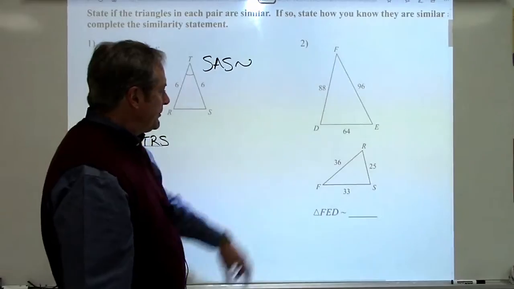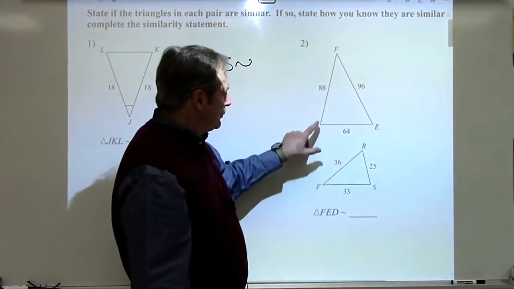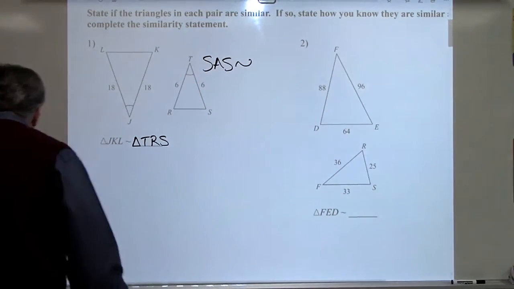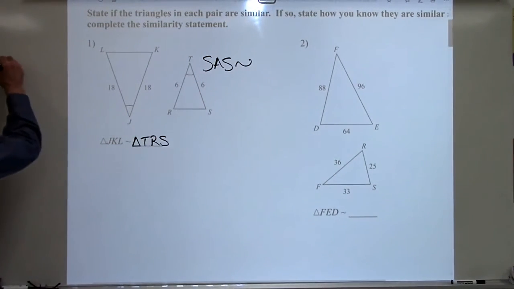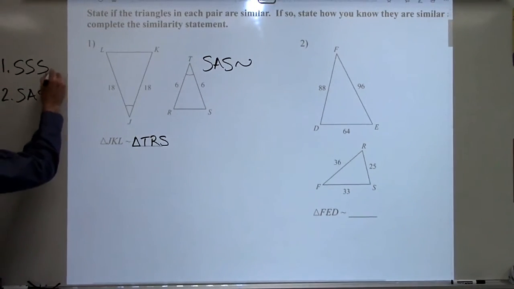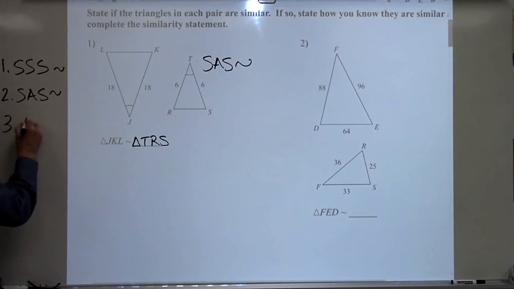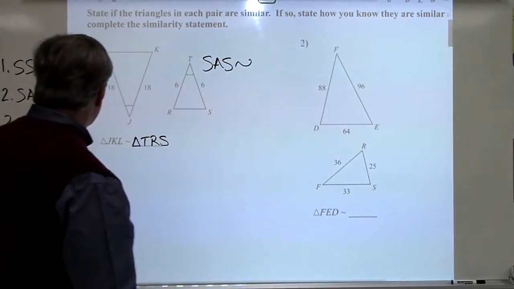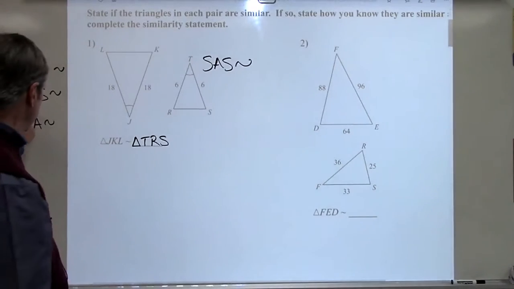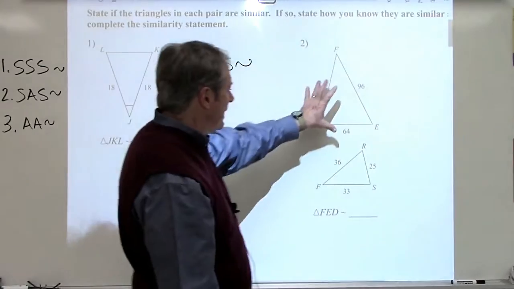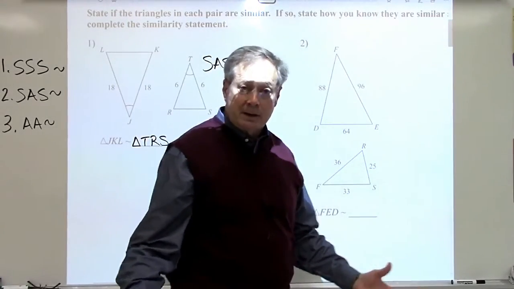Now, in number 2, we've got 2 triangles. We don't have any angles indicated. So let's agree. In fact, I'm just going to write it over here. The 3 ways are side, side, side, side, angle, side, and angle, angle similarity. Now, because there are no angles indicated that are congruent, it could not possibly be number 2, side, angle, side. It could not possibly be number 3, angle, angle similarity. So it's either side, side, side, or they're not similar.